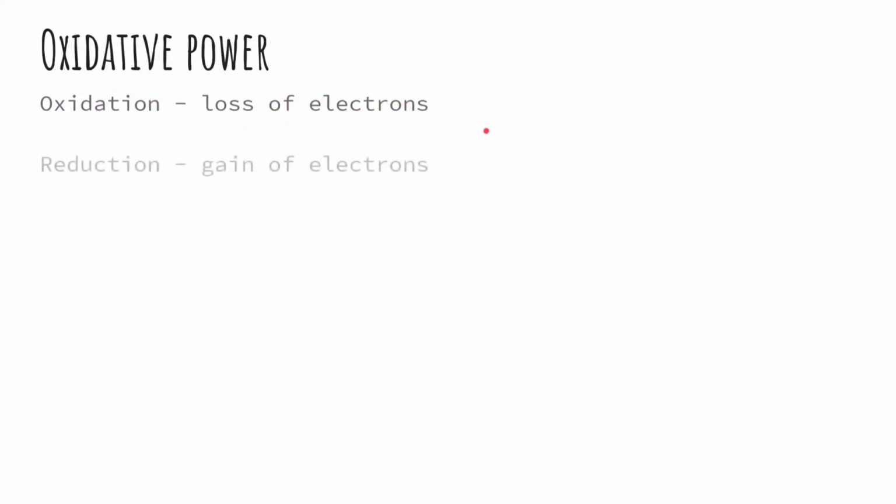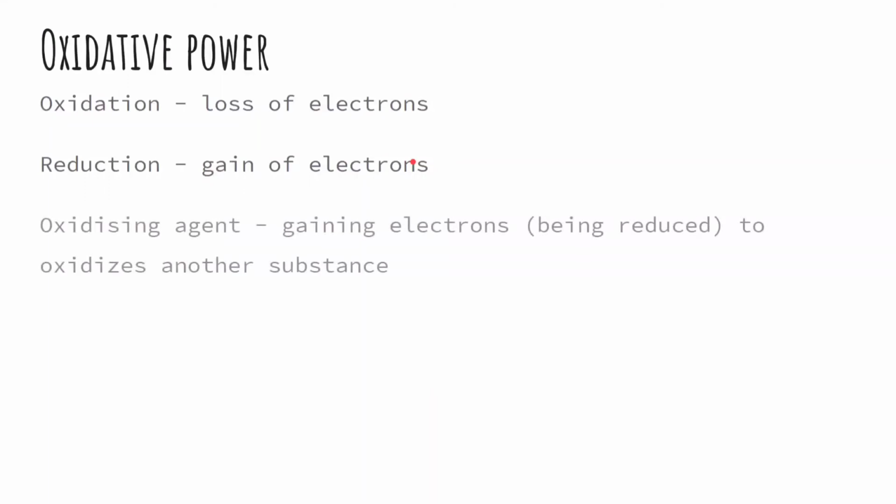Lastly, we're just going to talk about oxidative power. So firstly, oxidation. Oxidation is the loss of electrons. And reduction is the opposite. It is the gaining of electrons. The oxidizing agent is a substance that gains electrons, itself being reduced in order to oxidize another substance. So an oxidizing agent oxidizes another substance by itself being reduced.